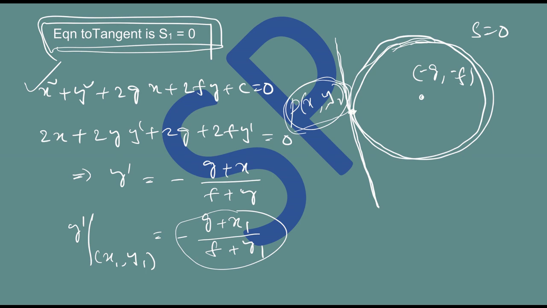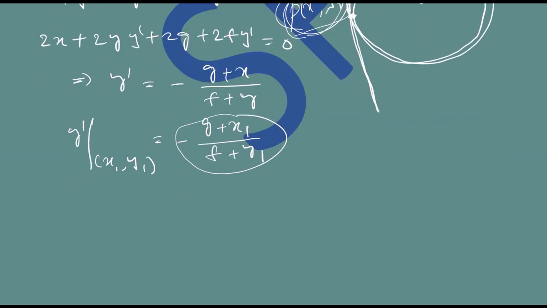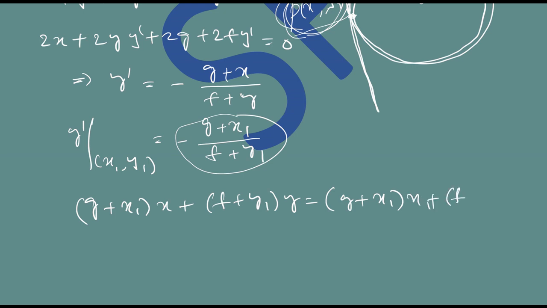Now you have slope of the tangent and you have a point on the tangent. We can find equation to the tangent. So writing equation to the line, it is (g plus x1) into x plus (f plus y1) into y is equal to (g plus x1) into x1 plus (f plus y1) into y1. Now I told you this is how I write a line equation usually, but if you are not comfortable with this type of equation, then simply write the way you like. You have slope, you have point, you know how to write equation to the line.